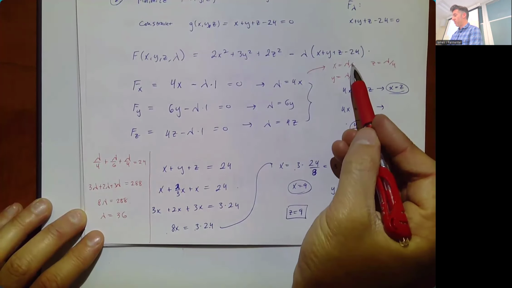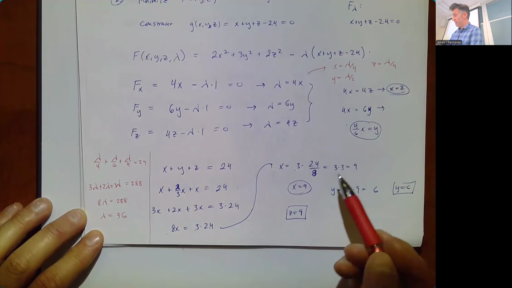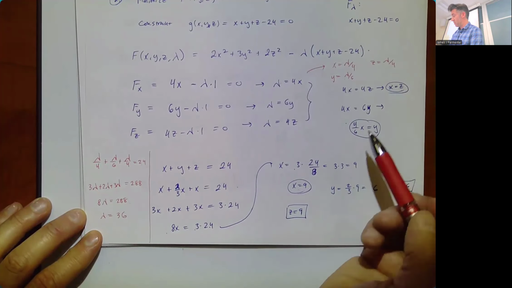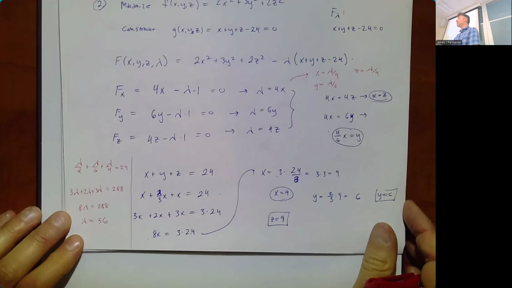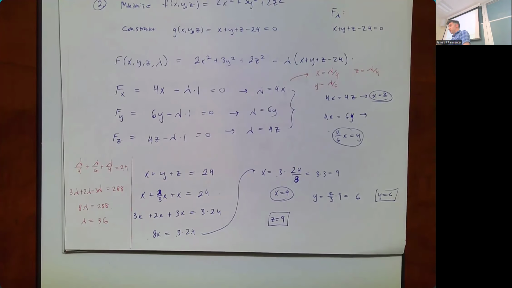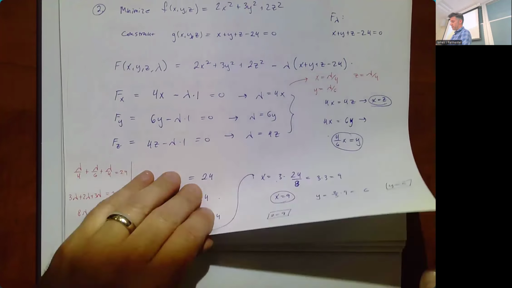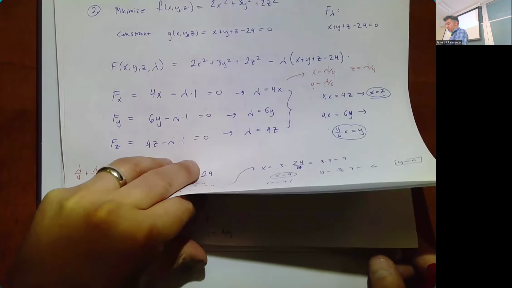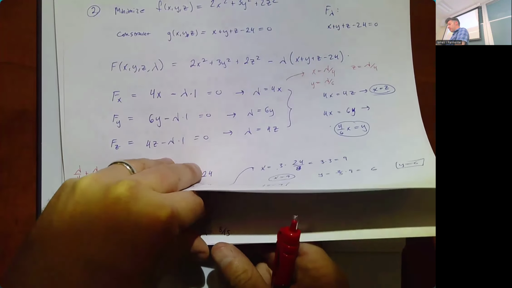X is 36 over 4, which is 9. Y is 36 over 6, which is 6. Z is 36 over, sorry, over 4, which is 9. So this does work. It's just not always convenient to do. Cool. I always kind of forget about doing that, to be honest. But it is a valid way of doing it. It's just not always the best way.